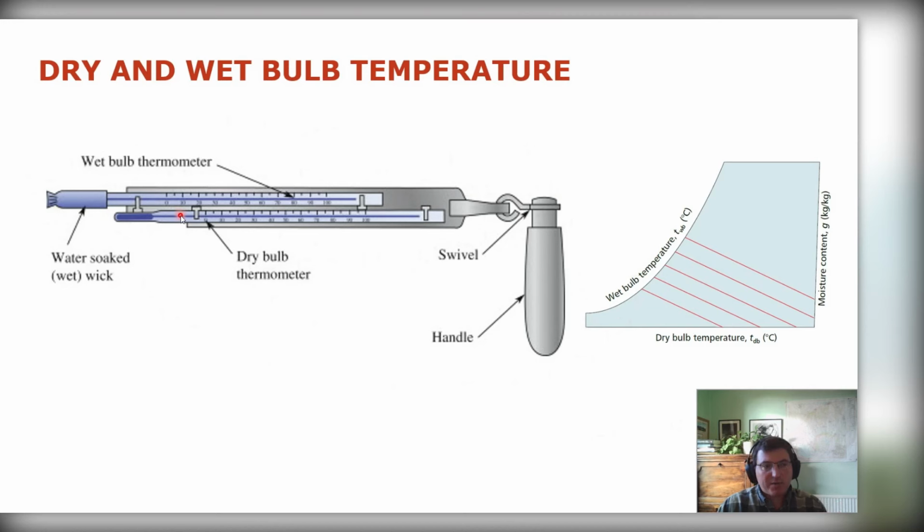Therefore, we're far away from the saturated pressure, and therefore it's really easy for the liquid to evaporate into it. We'll have a lot of cooling, and I would expect that my wet bulb temperature would be much lower than my dry bulb temperature. That would indicate very dry air.